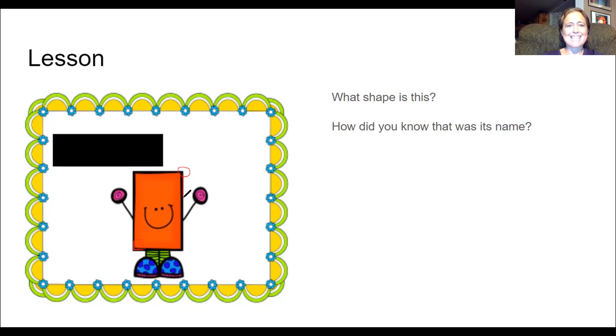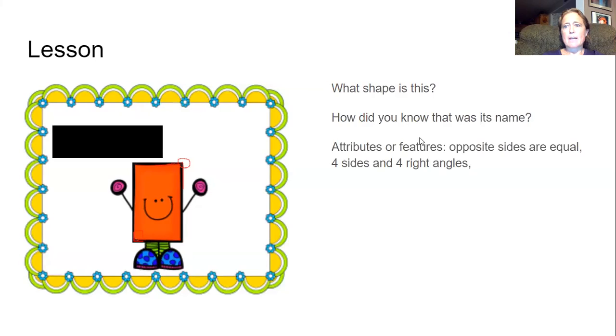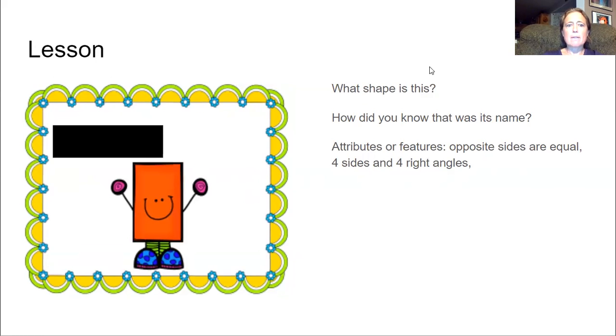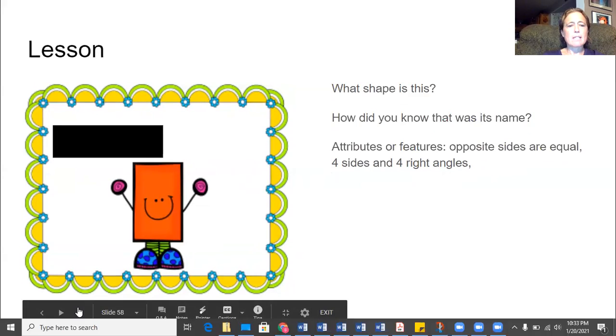which are these points where this line or side meets this one, okay? So again, this is a vertex. It's where 2 sides come together and meet in a point. Okay, opposite sides are equal, 4 sides and 4 right angles, and I'm also going to say 4 vertices, okay? So that looks like all we have for this shape. Let me erase my writing and I will go on to the next one.